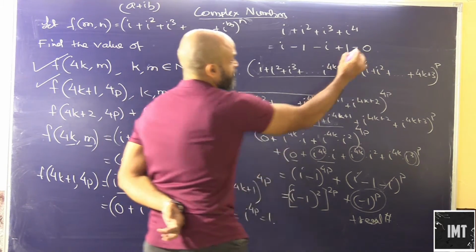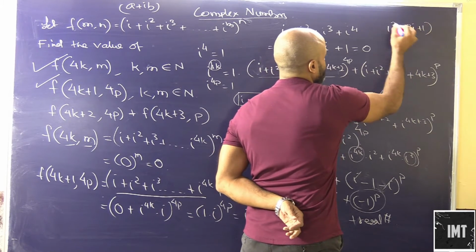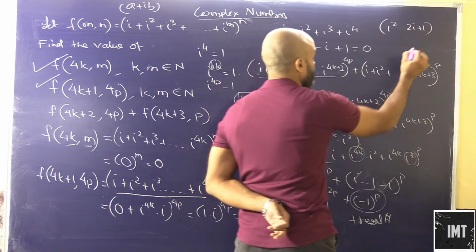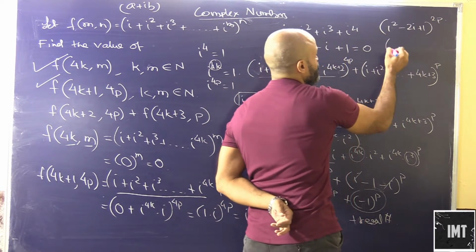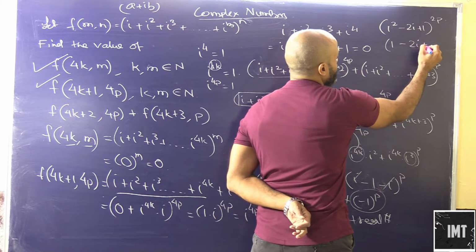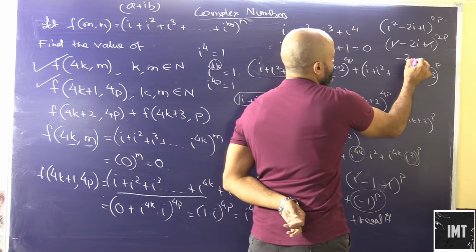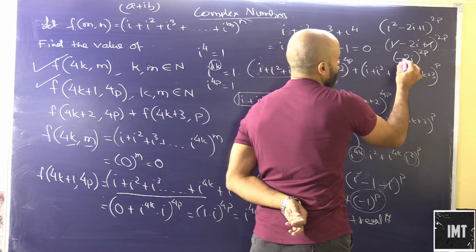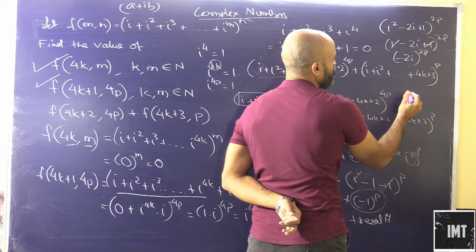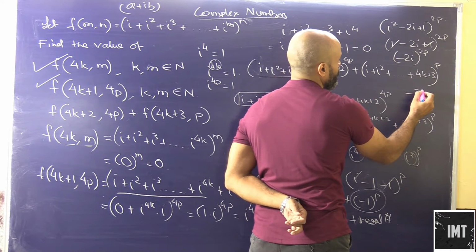(i minus 1) squared will be i squared minus 2i plus 1, i squared minus 2i plus 1 to the power of 2p. i squared is how much? 1 minus 2i plus 1 to the power of 2p. These two ones get cancelled. So (minus 2i) to the power of 2p. Minus 2 to the power of 2 will give you, okay, minus 2.